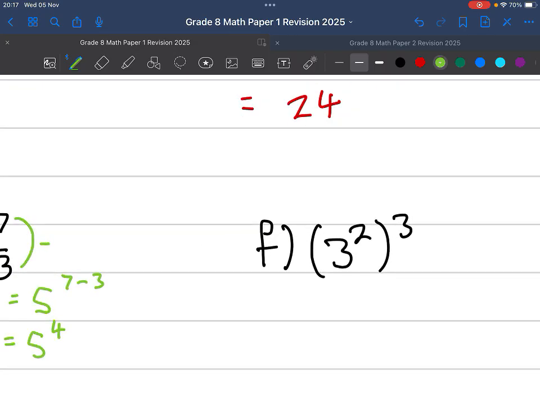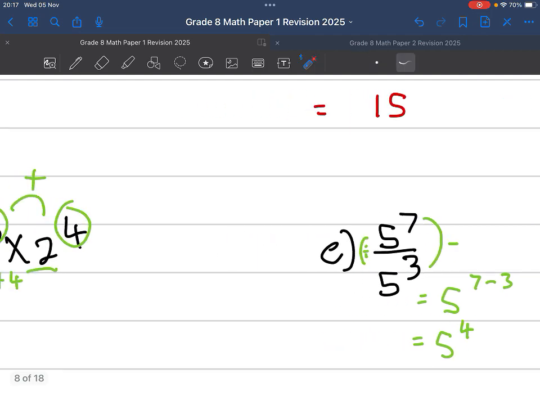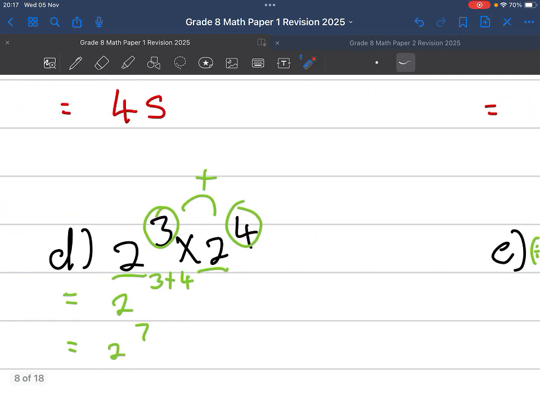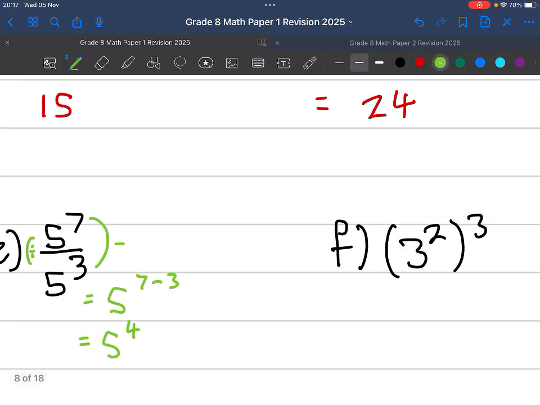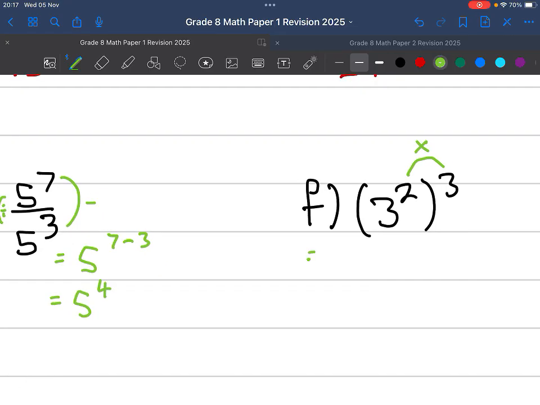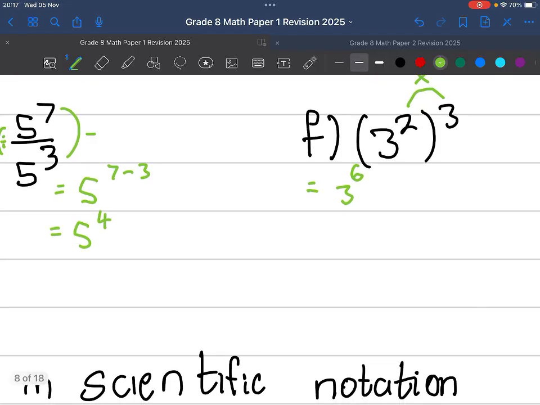Next one is 3 to the power 2, raised to the power 3. This is different because here we have one base and two exponents. So when you raise an exponent to an exponent, you multiply the exponents. So that's equal to 3 to the power 2 times 3, which is 6. You are multiplying them.